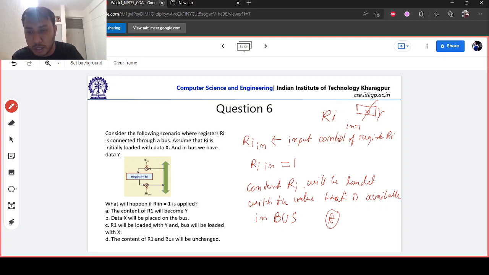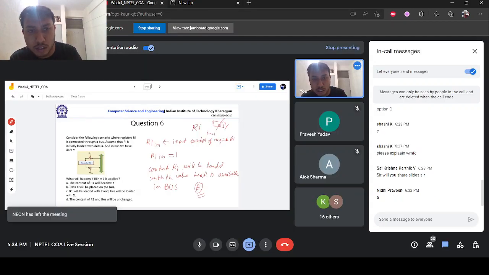Content of R1 becomes 1. That is only when the control signals are 0 that this happens. Okay, so A is the correct answer. This exercise basically shows you how control signals work in a very simplified way. If you have any doubt regarding this question, you can ask.